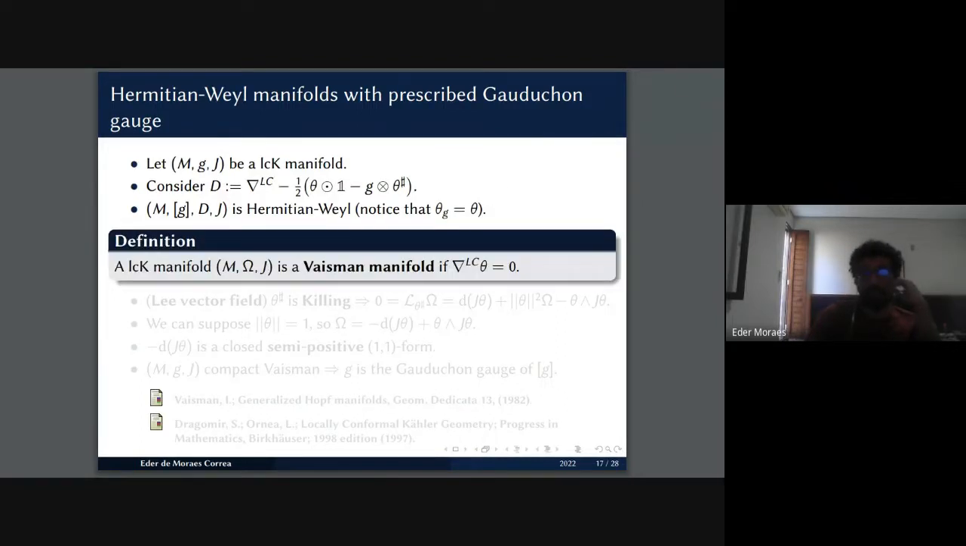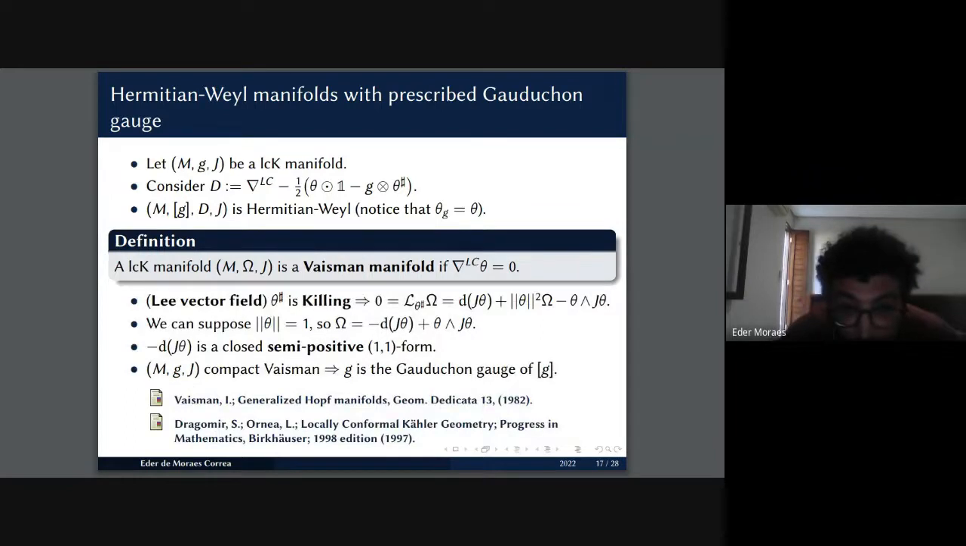And so here I have a definition of a special class of LCK manifolds. An LCK manifold is Weismann if the leaf form is preserved by the Levi-Civita connection. So we have some facts about Weismann manifolds, which will be important to consider.